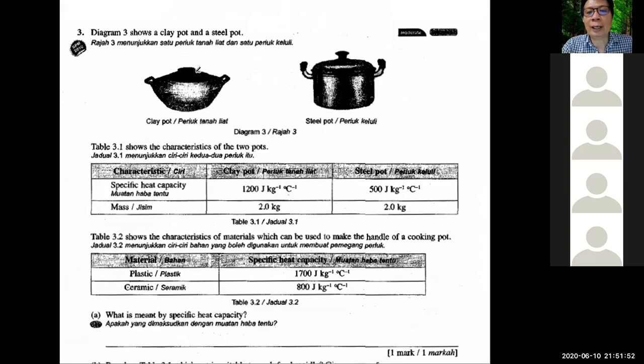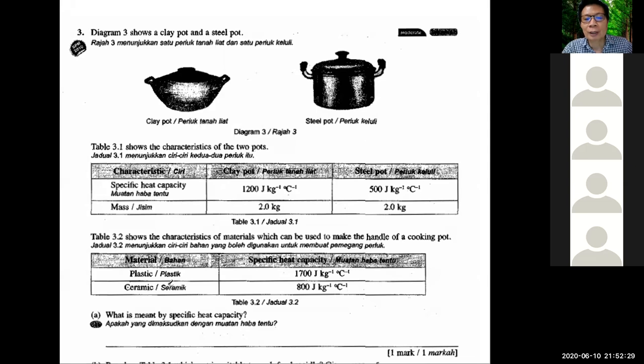The diagram shows a clay pot and a steel pot. This is clay, this one steel, right? And it shows the characteristics, specific heat capacity: clay pot higher, 1,002. Steel pot 500. 500 means smaller specific heat capacity, means easy to heat up. This one, bigger specific heat capacity, means more difficult to heat up, difficult to become hot. This one can get hot faster because of small specific heat capacity. Mass 2 kilo, both the same.